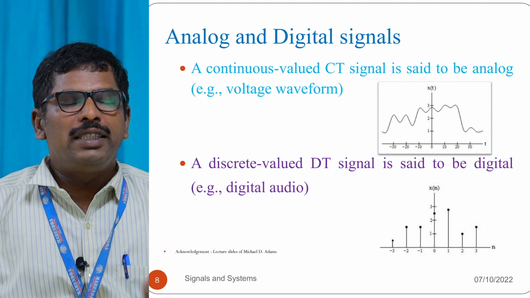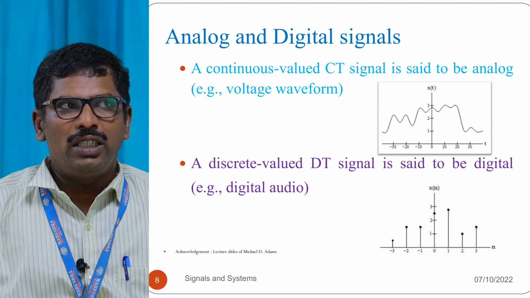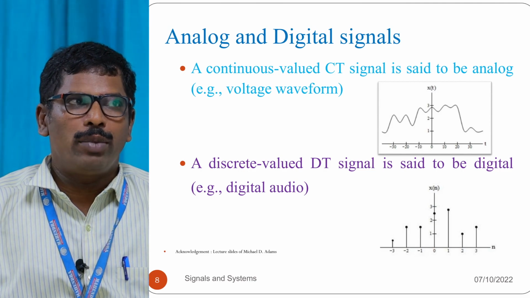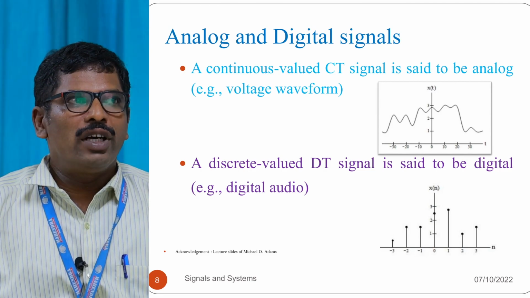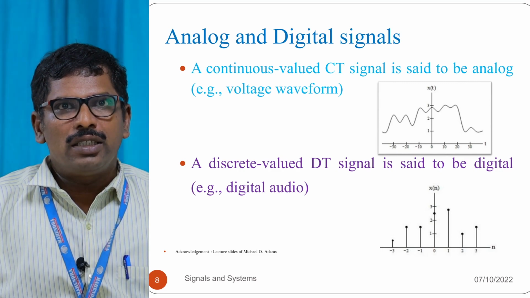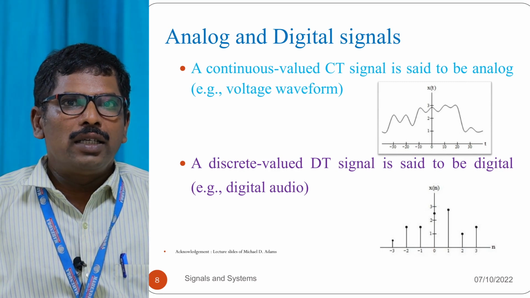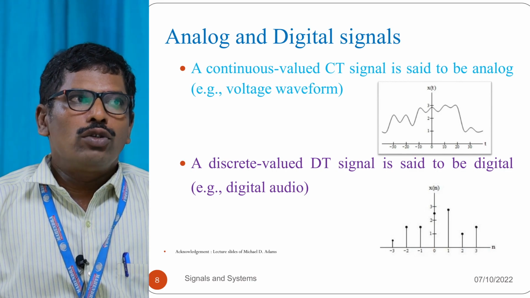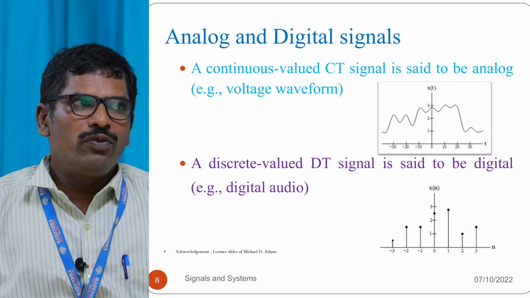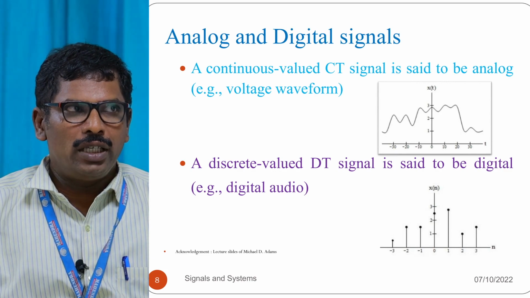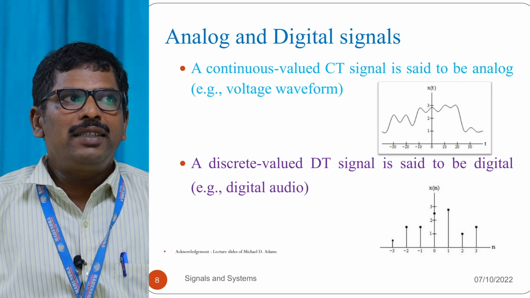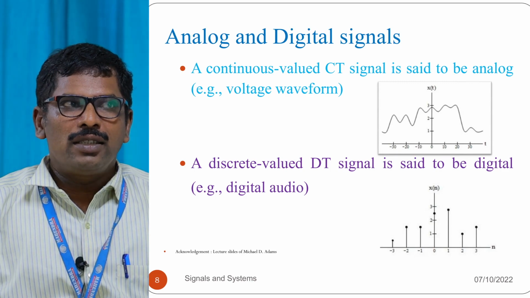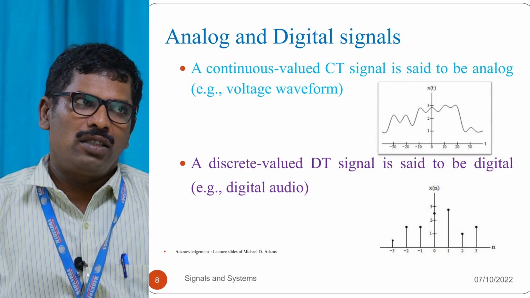But the same analog signal is converted into a discrete and then into a digital signal by a process called sampling, which I am not introducing here. A discrete signal is one where we take the data at some discrete intervals. Nowadays our mobile phones and everything depend upon discrete signals, and finally the discrete signal is stored in the form of a digital signal also.